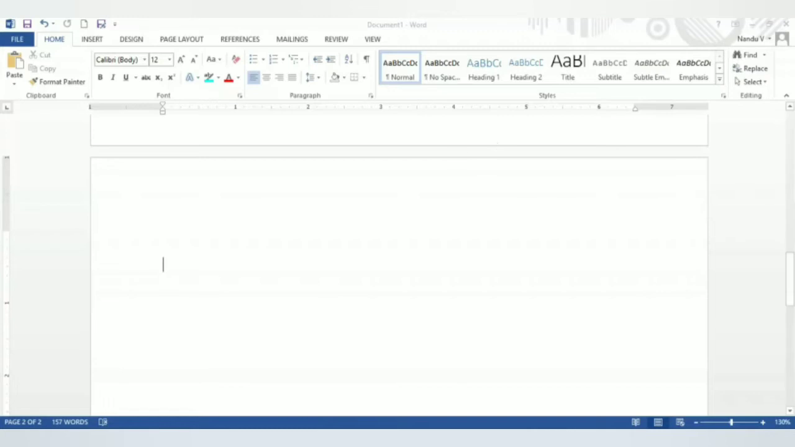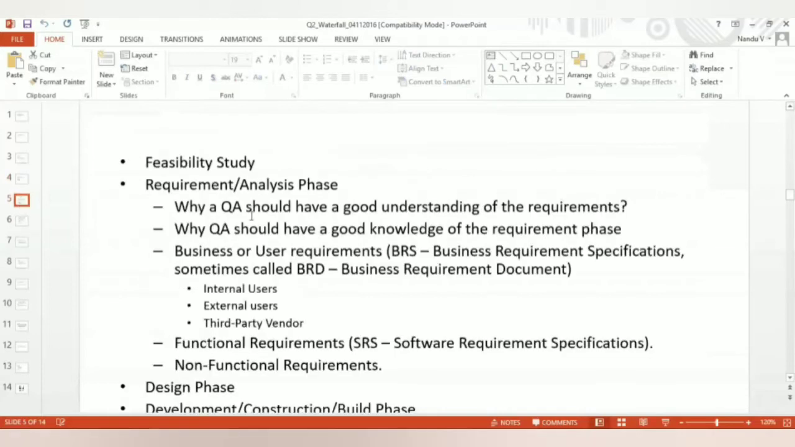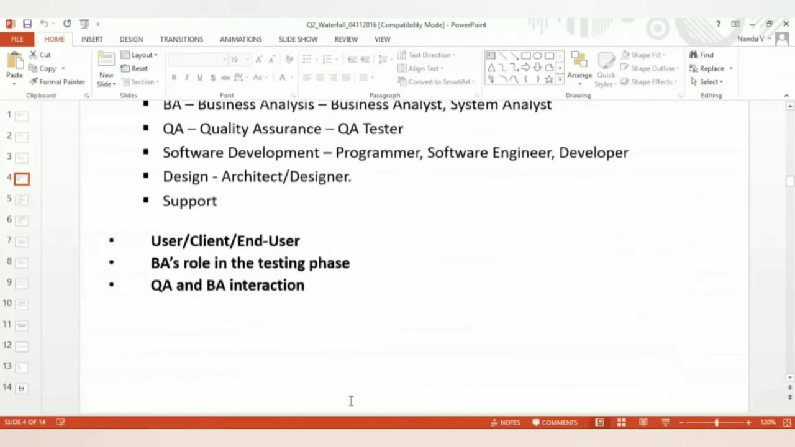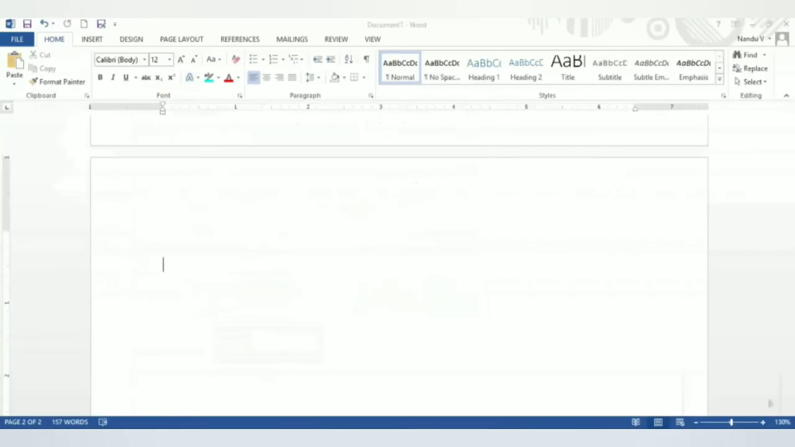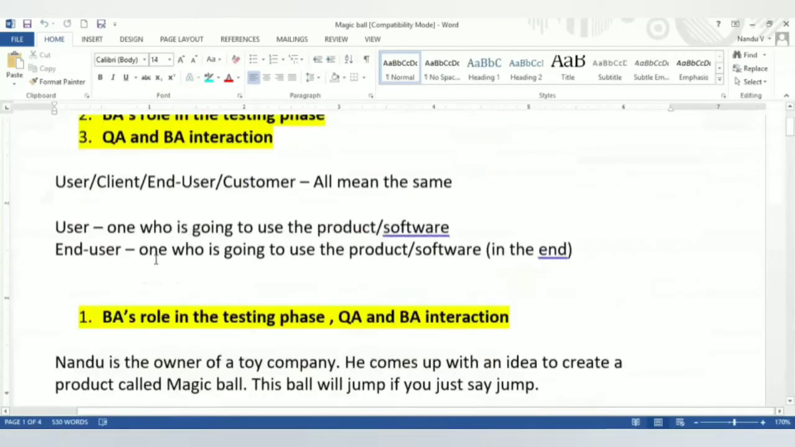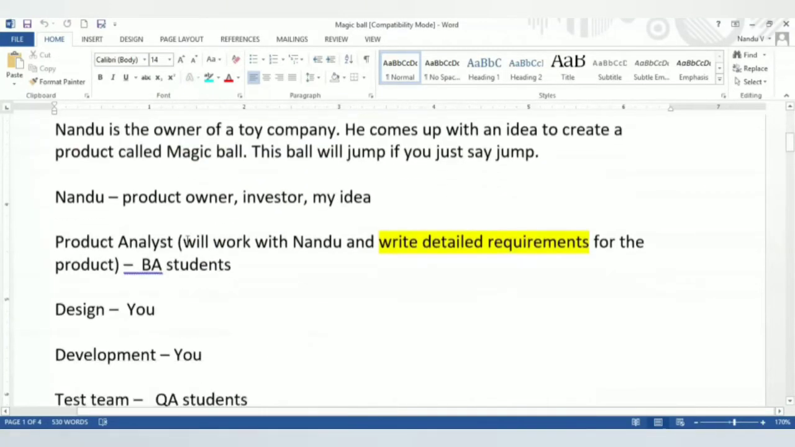Okay, more questions soon. So now we are going to see the BA's role in the testing phase. Tomorrow BAs are going to learn testing. So now this is also slightly an advanced concept, right? Being the first class, I'm not going to be very technical. Instead, we go back to how we started, in order to explain the BA's role in testing and how QA and BA work together.